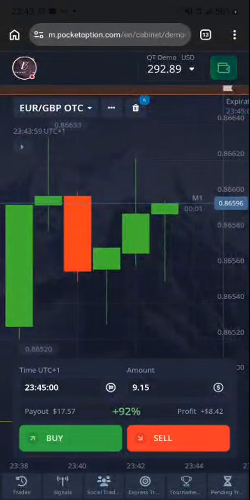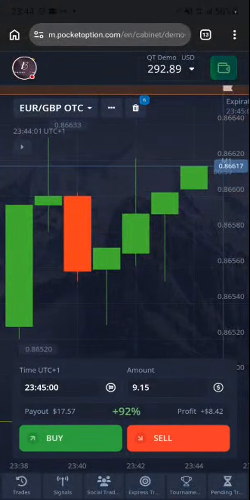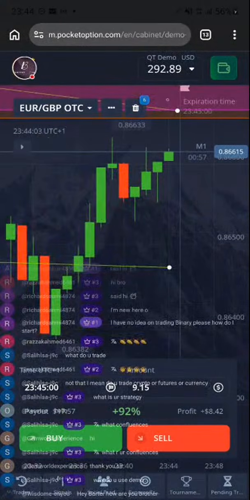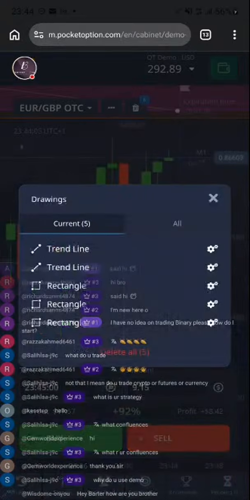So okay, we have a gap up now, but I'm not going to take this trade right now until the market comes here.